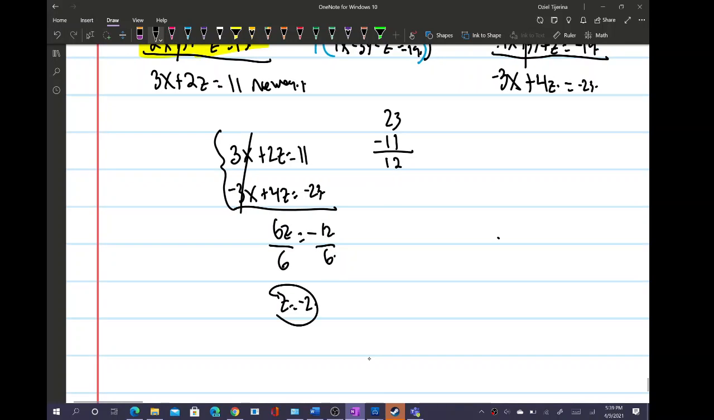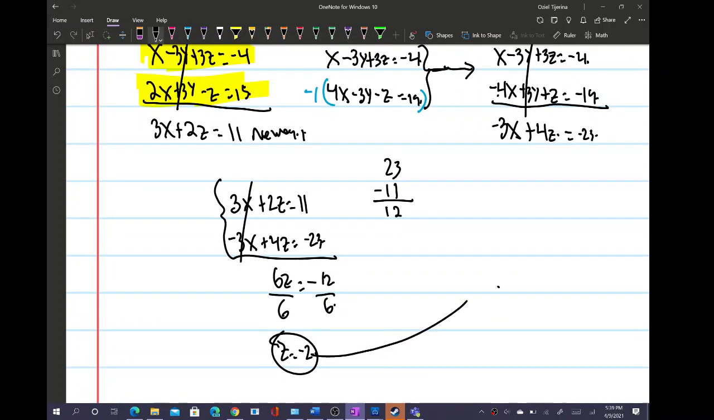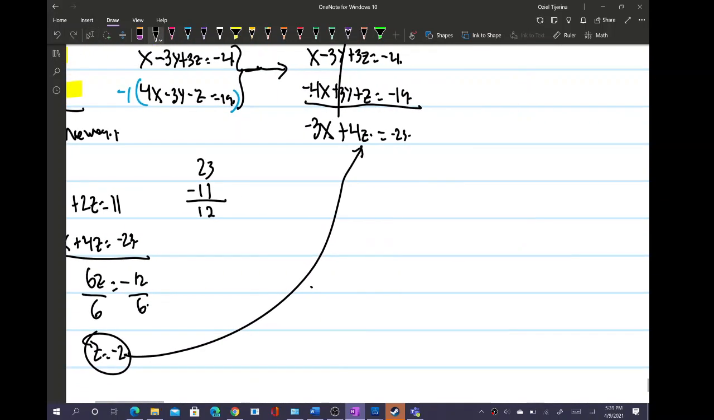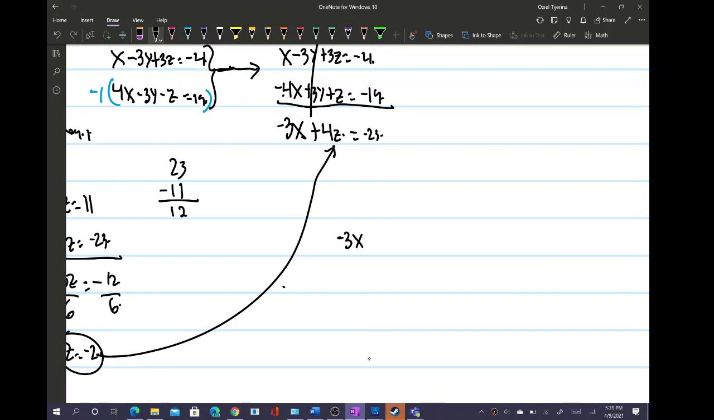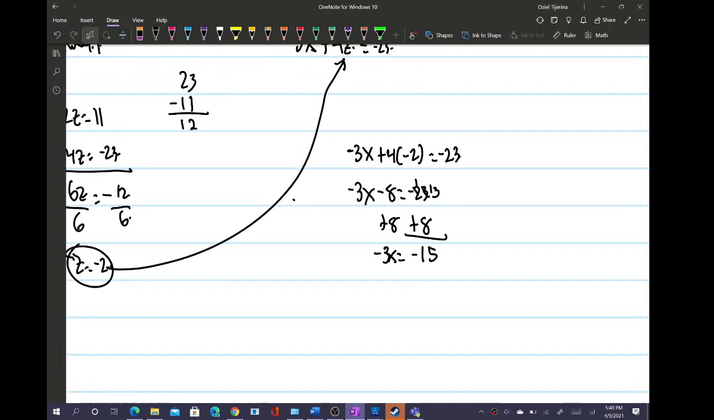And then you plug this into this equation. You have negative 3x plus 4 times negative 2 equals negative 23. So you have negative 3x minus 8 equals negative 23. You add 8 on both sides, you get negative 3x equals negative 15. Divide by negative 3, you get x equals 5, right?